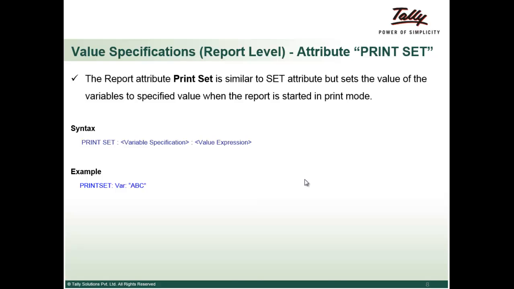For example, if you are controlling the appearance of a column with the help of a variable, and you want certain columns to appear only during the print mode, then you can control those columns with the help of variables. Using print set you can set the variable to yes or no, with the help of which you can control the column behavior in the print mode. I'll just give an example of it.